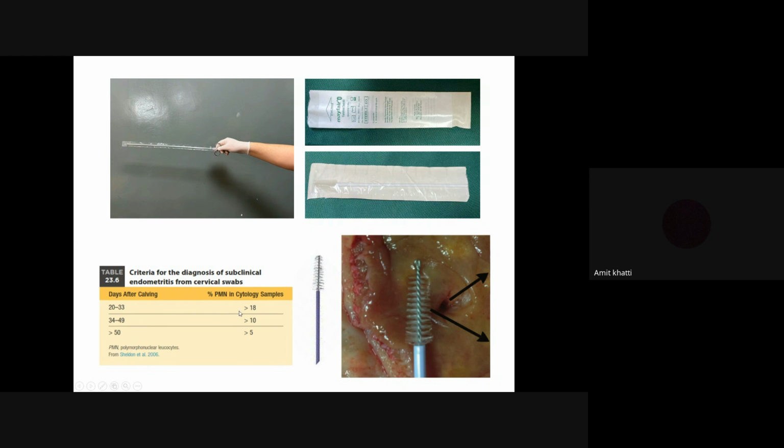If we are getting more than 18% of the PMN cells at this particular window, the animal will be categorized as positive for the infection. Or if we are having this much, according to this particular window, again the animal will be classified. So based on the numerical benchmark of the PMN cells, we can categorize the uterine infection.